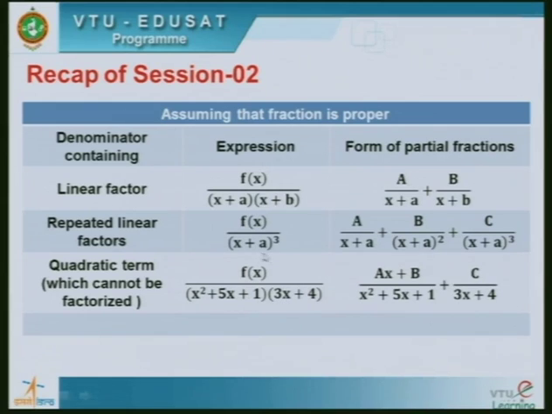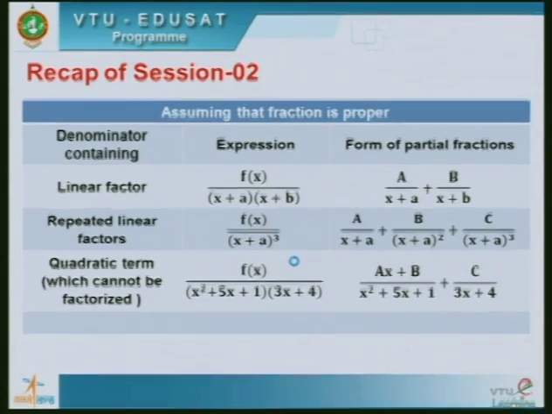And if the denominator has a quadratic term, for example f(x) divided by x square plus 5x plus 1, and another term is linear, in such cases we used C divided by 3x plus 4, that is a linear factor. Wherever a quadratic factor is there that cannot be factorized into linear factors, we used the form Ax plus B divided by x square plus 5x plus 1.